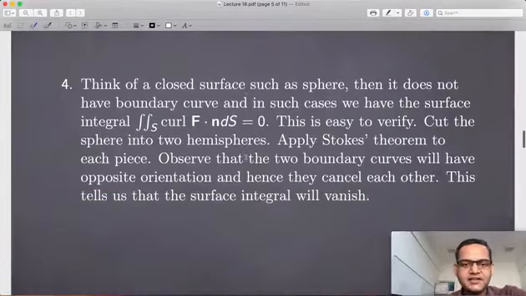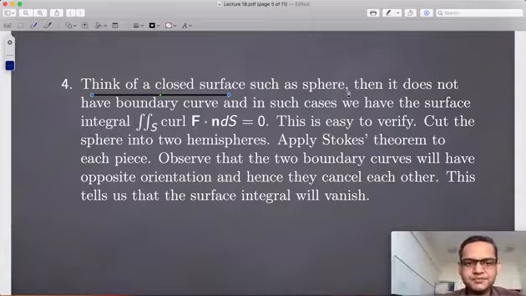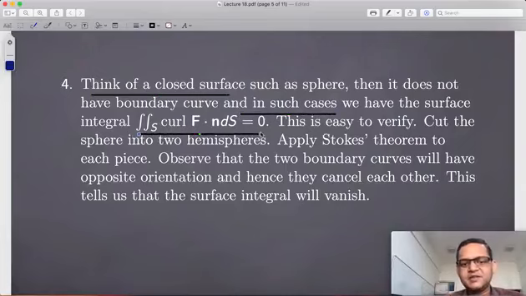Okay, and one more thing which is very important. So you imagine a closed surface. For example, you think of a sphere or an ellipsoid and so on. Then what happens, now you have a closed thing, so you don't have a boundary curve, because it's not bounded by a curve, in that sense. So what happens is, in such cases, this integral becomes 0, and why? You can just apply the Stokes theorem.